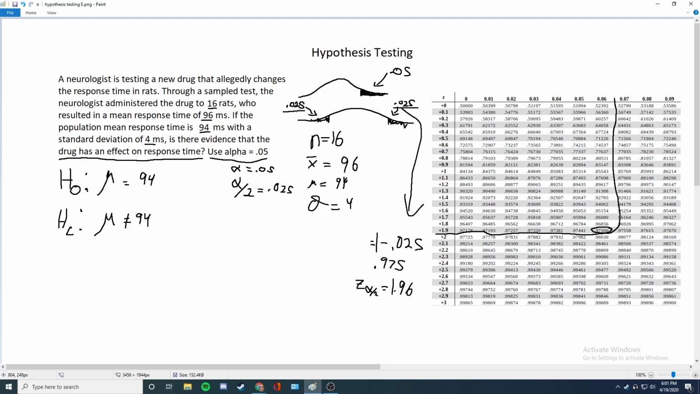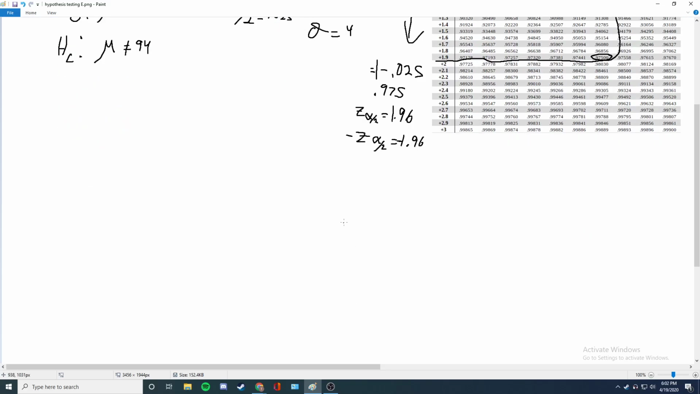Now, to get the left-hand rejection region, we could either find this 0.025 on the table, or because the normal curve is symmetrical, we can just say that the negative z alpha divided by 2 is just negative 1.96. I know that's kind of hard to see, that's supposed to be a negative 1 there. Negative 1.96.